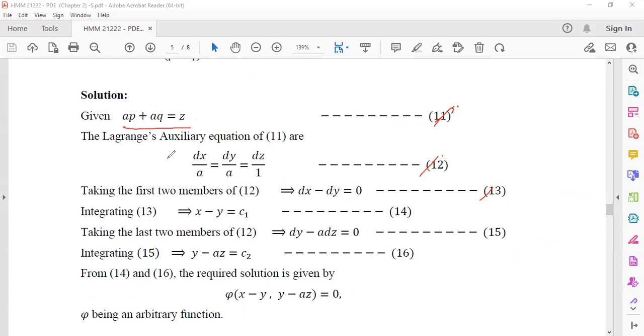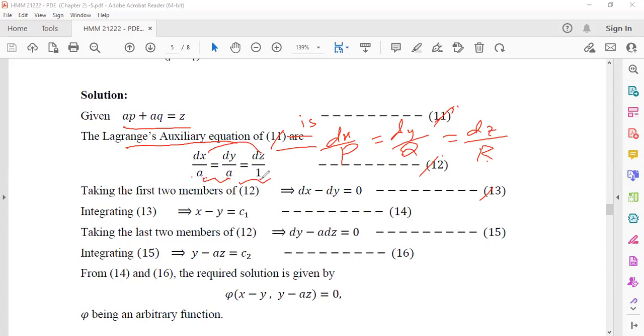As we know, the Lagrange's auxiliary equation of this one is dx over capital P equals dy over capital Q. First of all, you write this. These answers are very short. When you are writing, you write a full answer. First of all, this is our Lagrange's auxiliary equations. Then you substitute: P is equal to A, Q is equal to A, R is equal to 1. We have two fractions, this and this, or even this.